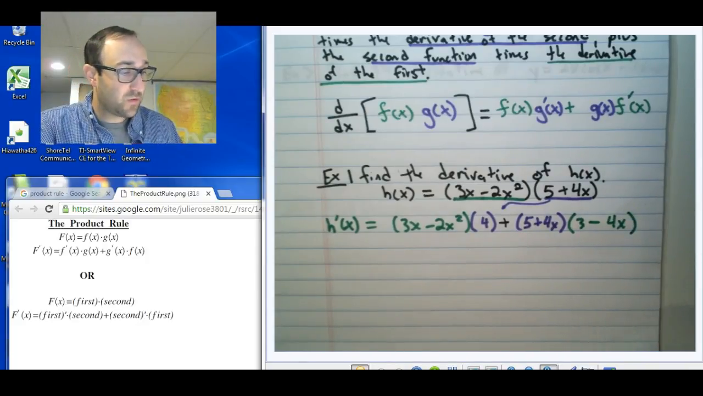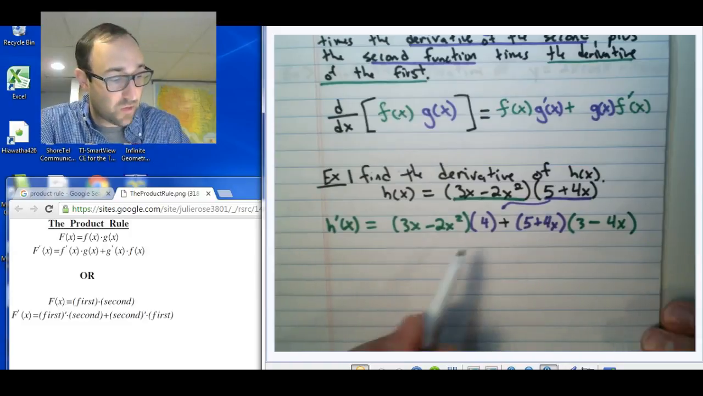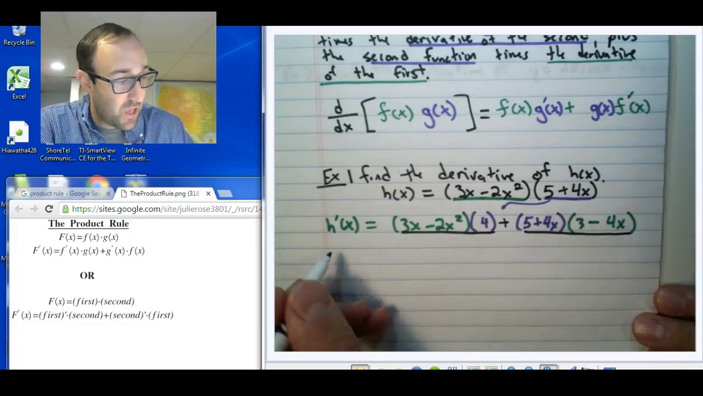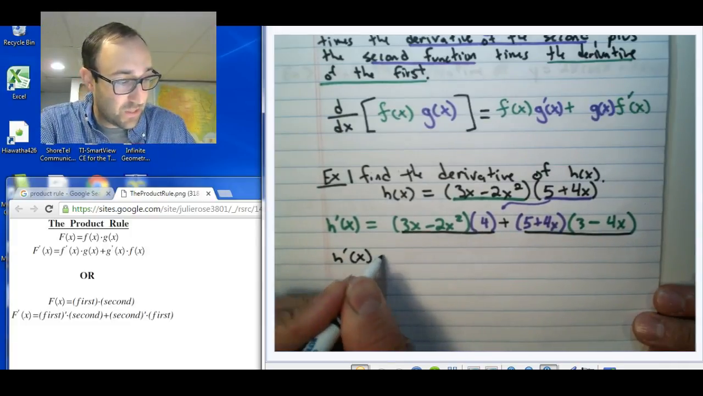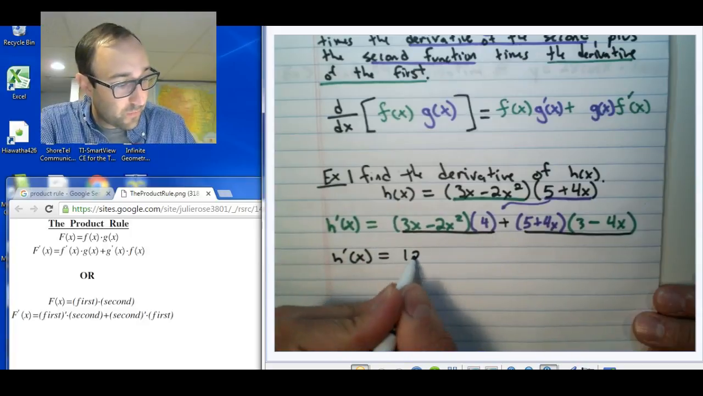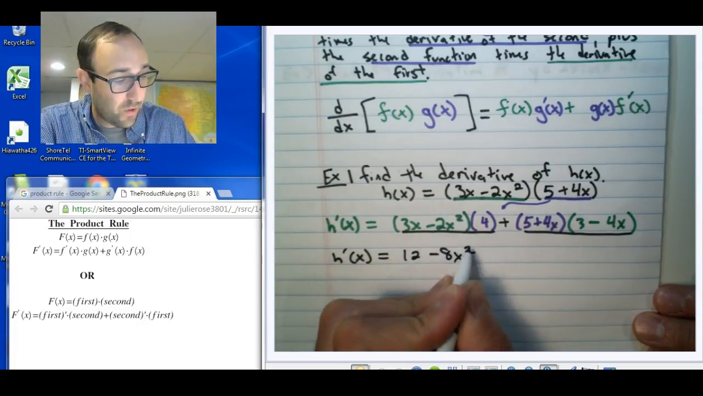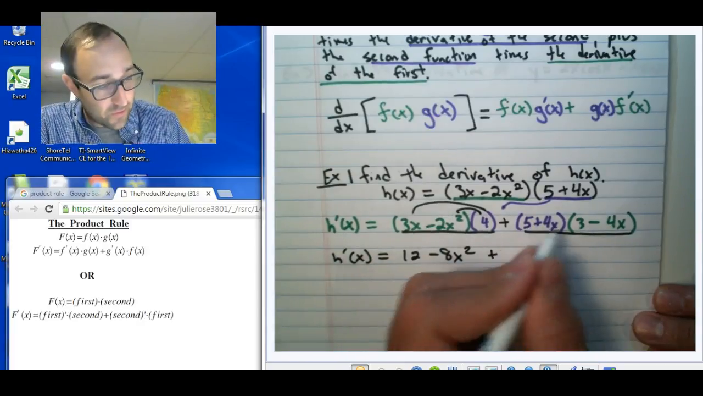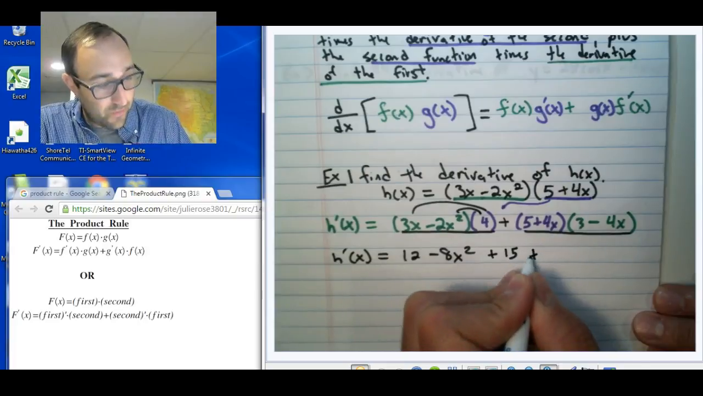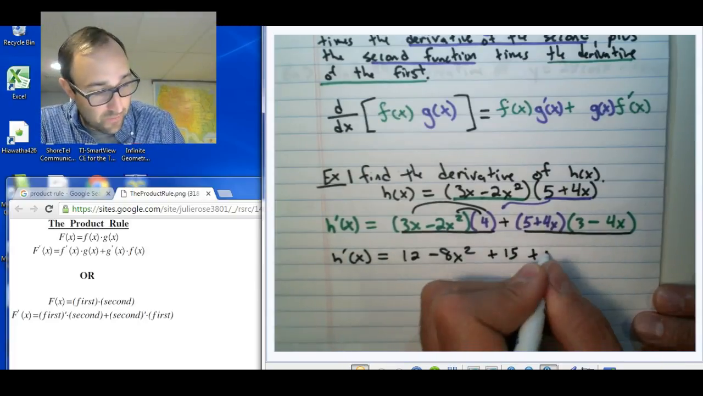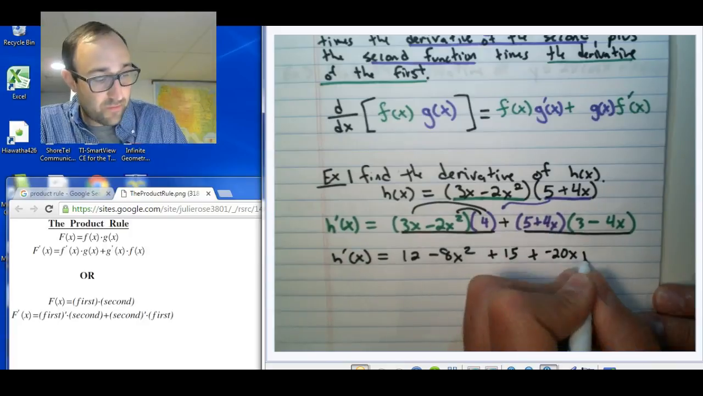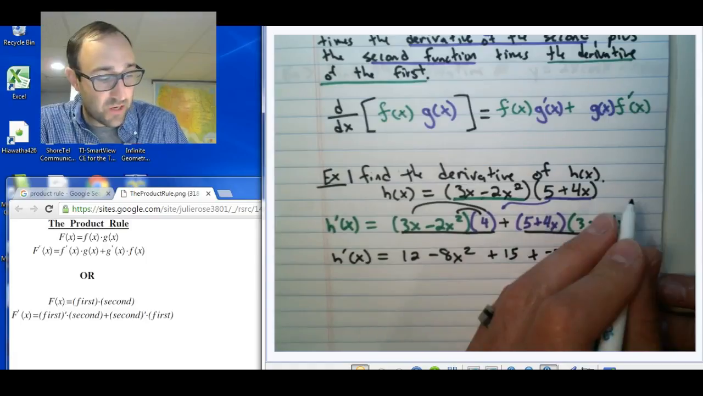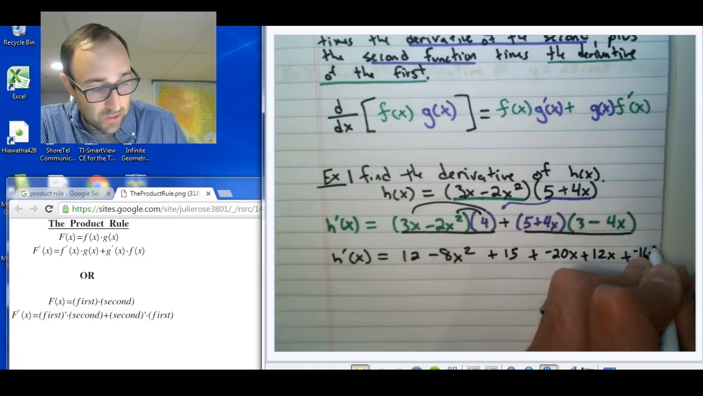Okay, so now what we're going to do is combine everything that we can. The first one's not going to be too bad. We can just say h prime of x is going to equal 12 minus 8x squared, right? Distribute that 4. Plus 5 times 3 is going to be 15, plus 5 times negative 4 is going to be negative 20x, plus 4 times 3 is going to be 12x, plus positive 4 times negative 4 is going to be negative 16x squared.